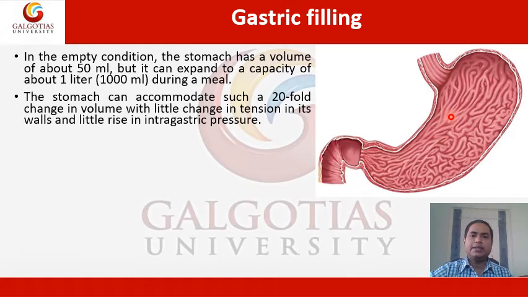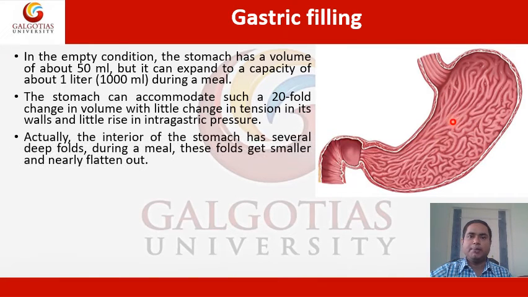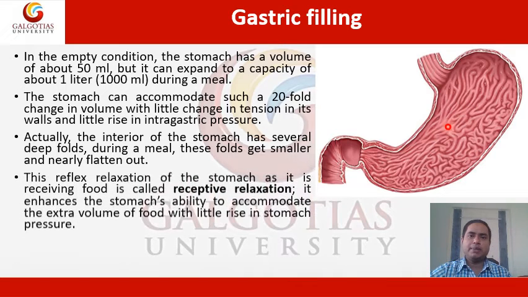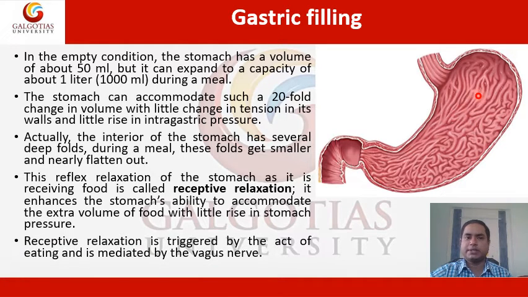Actually, the interior of the stomach has several deep folds. During a meal, these folds get smaller and nearly flatten out. This reflects relaxation of the stomach as it receives food, and is called receptive relaxation. It enhances the stomach's ability to accommodate the extra volume of food with little rise in stomach pressure. Receptive relaxation is triggered by the act of eating and is mediated by the vagus nerves.